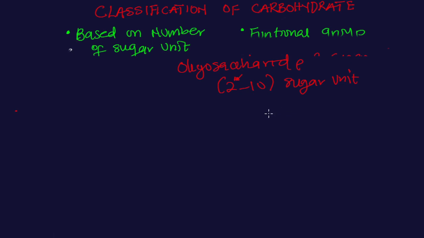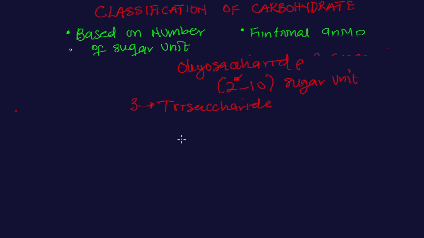Oligosaccharides that contain 2 sugar units are mostly referred to as disaccharides, and I've explained that. Then let's explain the one that contains 3 sugar units. Oligosaccharide with 3 sugar units is called trisaccharide.